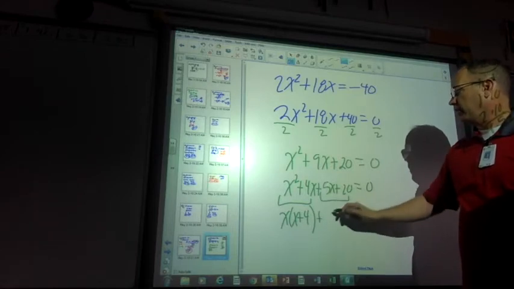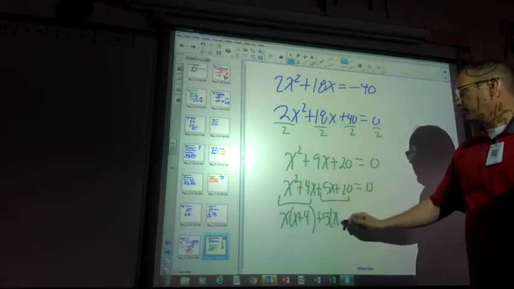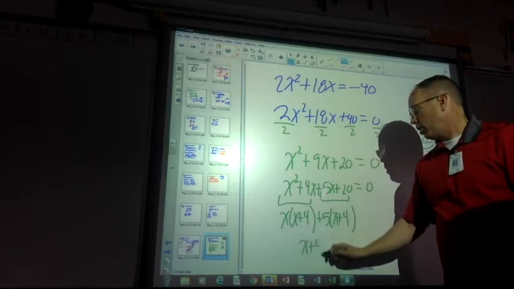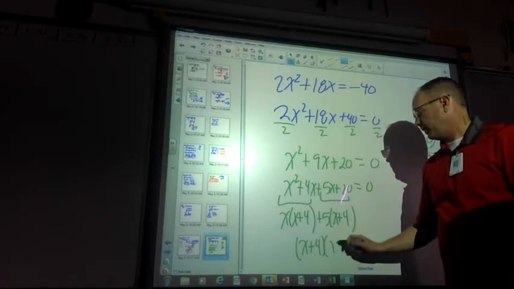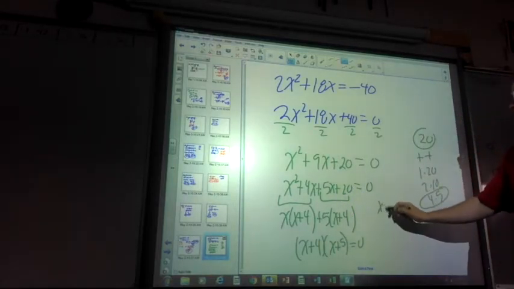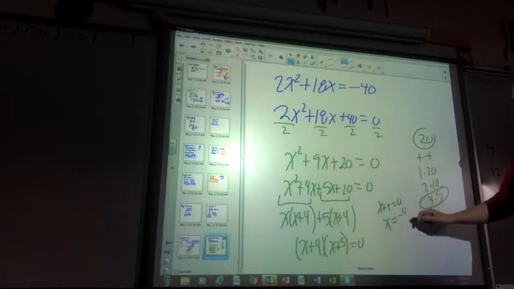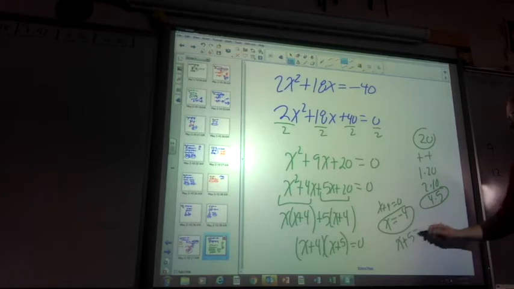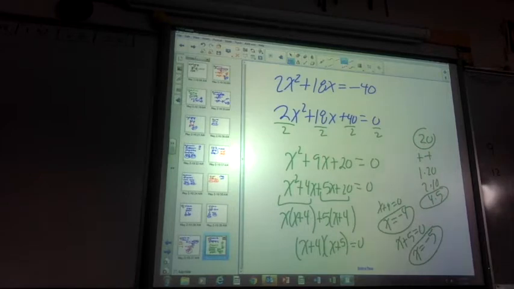Factor out a 5. Alright, so my answer is x plus 4, x plus 5. And I have to set each of those equal to 0. So x plus 4 equals 0, so I get an answer of negative 4 for one answer. X plus 5 equals 0. Subtract 5. That's it. That one worked nicely. I like that one.